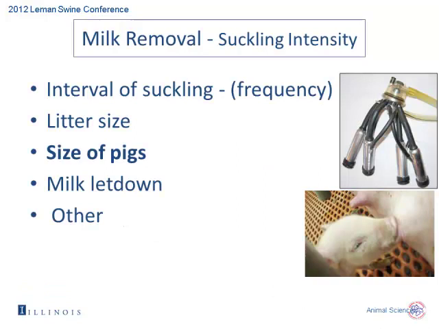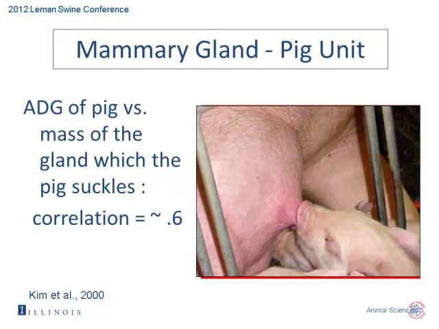This is where I really start hammering on this idea of this mammary gland-pig unit, this idea that this gland is nursed by this pig. Think about these as one and the same. They're one and the same unit in terms of growth of the pig. So this is Sung-woo Kim's work from a number of years ago, but others have published similar kinds of estimates. Average daily gain of a pig versus the mass of the mammary gland that pig is suckling is significant. It's not 100% by any means, or 1, but it's certainly very significant.